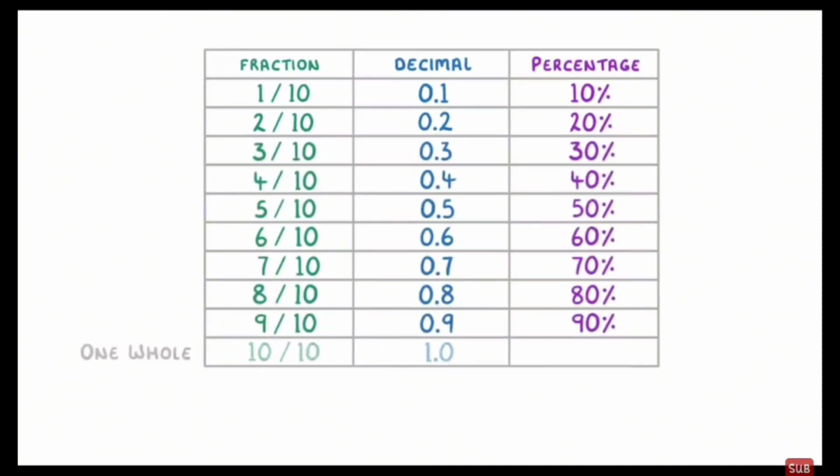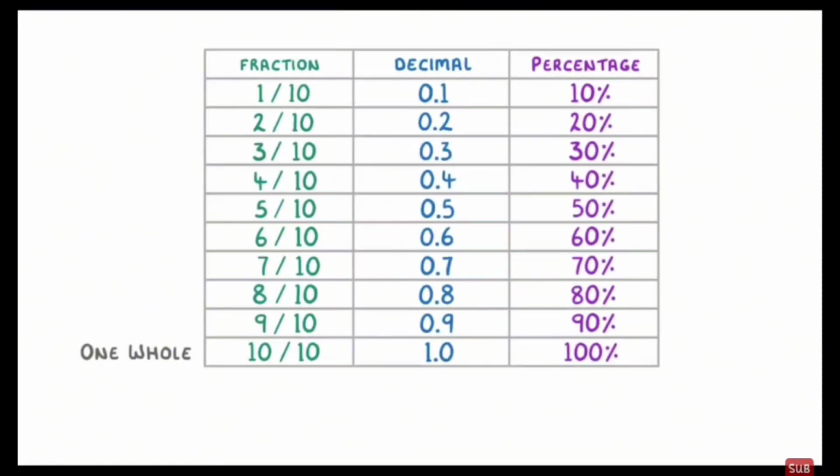The best way to do this is to make a table with fraction, decimal, and percentage columns. If we start with 1/10, that would be equivalent to 0.1 or 10%. Whereas if we had 2/10, that would be equivalent to 0.2 or 20%. So everything is just 2 times as big. And we could keep on going like this all the way up to 1 whole, which is 100%.